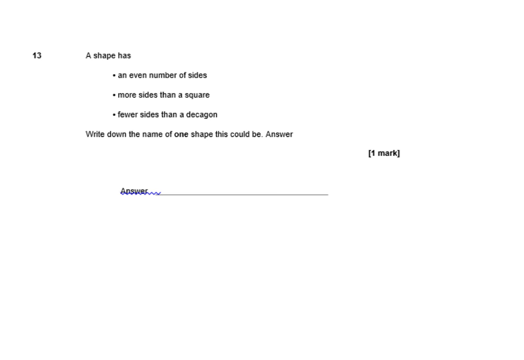So, knowledge of names of shapes. Even number of sides. So, 2, no, that isn't going to work. 4, 6, 8, 10, 12, and so on. More sides than a square, so can't be 4. Fewer sides than a decagon, dec meaning 10, and therefore I think we've got 2 options. Hexagon is the name for a 6-sided shape, octagon for an 8-sided shape. Either of those is fine.